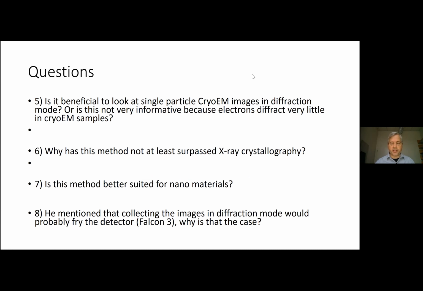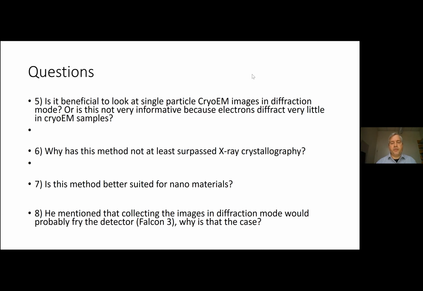Why is this method not at least surpassed X-ray crystallography? I think X-ray crystallography is a lot easier. It's a lot more well developed over the past 3 decades or so, or 4 decades even, since it's become more of a popular technique. Synchrotrons have a lot of time available. It's not hard to get time on a synchrotron if you have crystals, and there are a lot of people to help you. And with MicroED, it's currently more of a niche. It's going to probably keep growing, but I don't know if it would surpass X-ray crystallography, because that has worked really well, and there's a large number of people who are doing it.